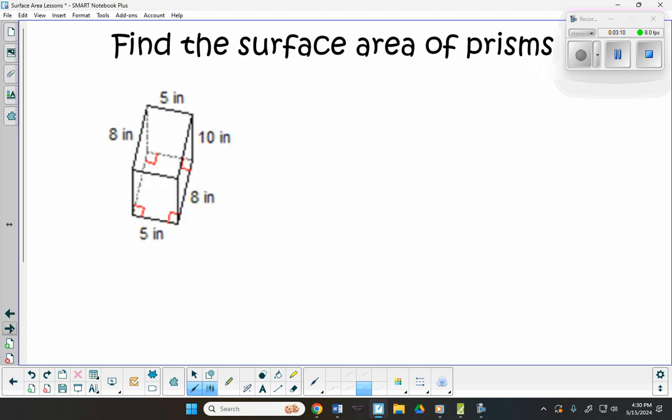Okay, the next one we have a rectangular prism. The base is a rectangle. And it's helpful to highlight that. So the surface area formula, and I like it when you write down the formula every time, 2 times the area of the base plus the perimeter of the base times the height. So we have base area, and the base is a rectangle, so area of a rectangle is little b times h, so base times height.